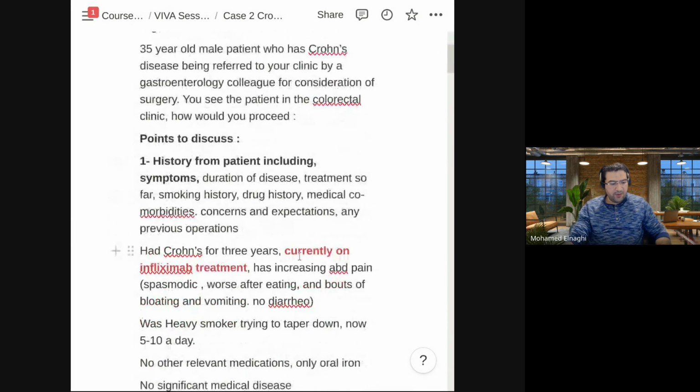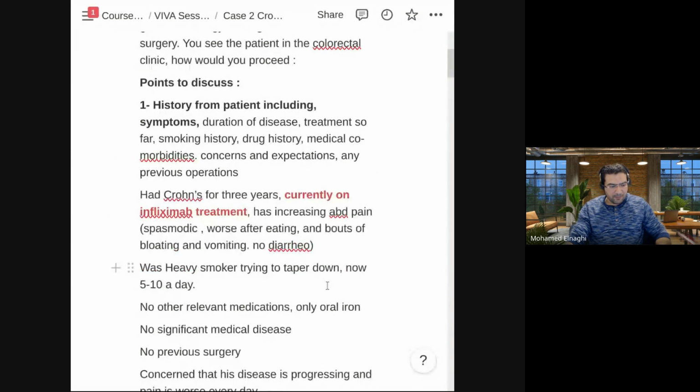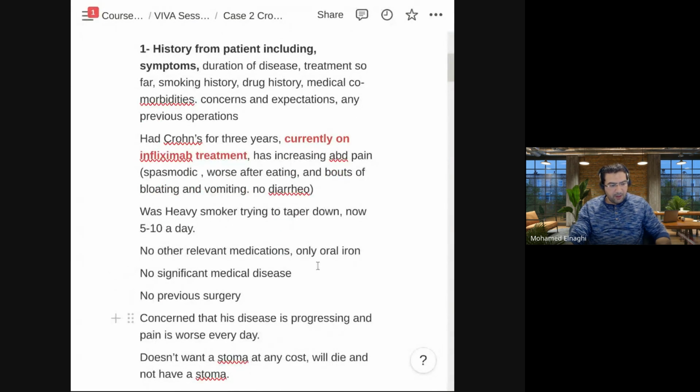And over the last 3 months, he's been having increasing abdominal pain, which is spasmodic, worse after eating, with bouts of bloating and vomiting, but no diarrhea. So his gastroenterologist has a concern that his disease is progressing. And as I said, he doesn't want a stoma at any cost. So how are you going to address his concerns?